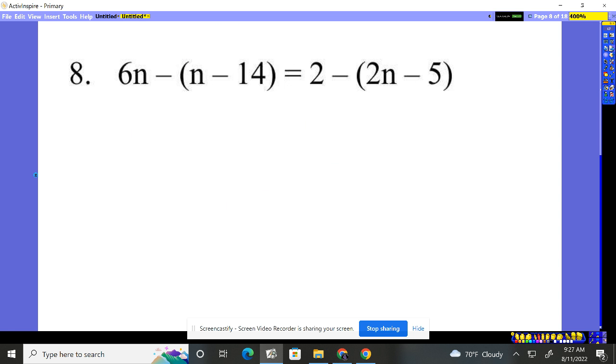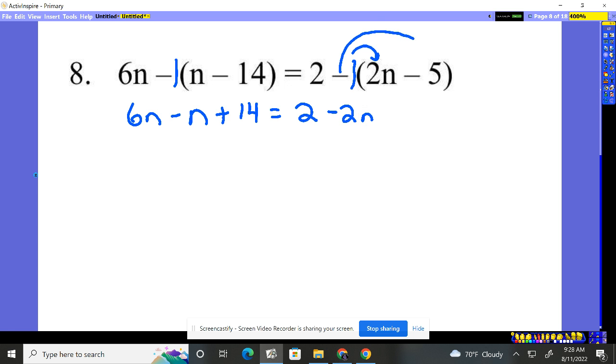All right, same thing here. I see parentheses. I see this out in front. Remember, there is a 1 right there. Same right here. There's a 1, a negative 1 that must be distributed. We're distributing the negative sign through. Negative 1 times n is negative n. Negative 1 times negative 14 is plus 14. I have a 2. The negative 1 gets distributed through here, so it's negative 2n. Negative 1 times negative 5, positive 5.